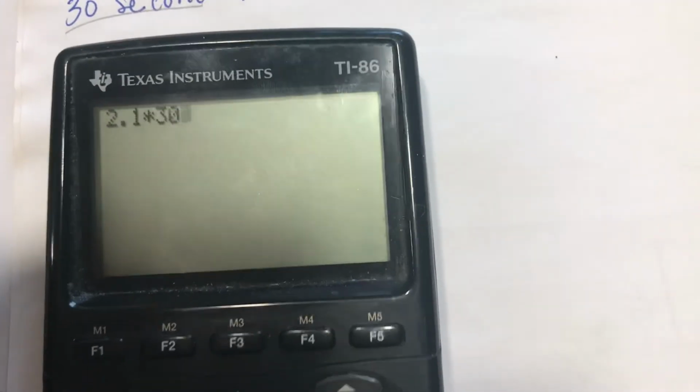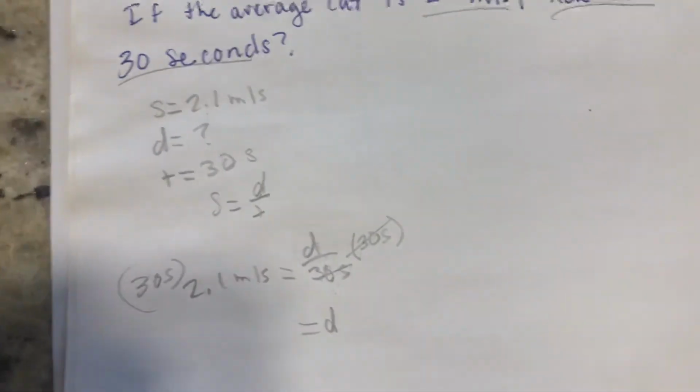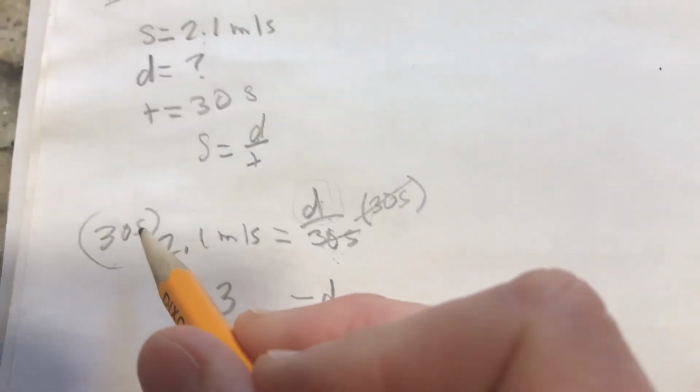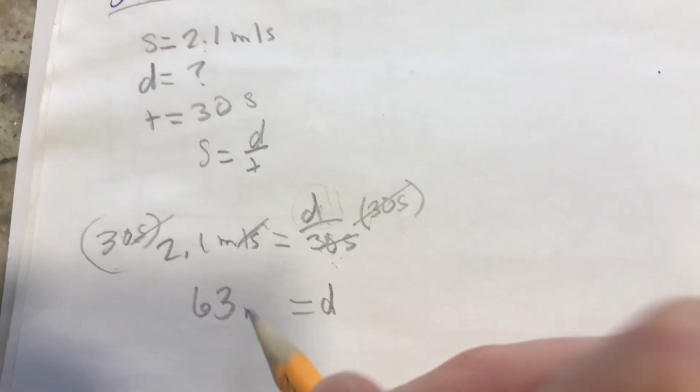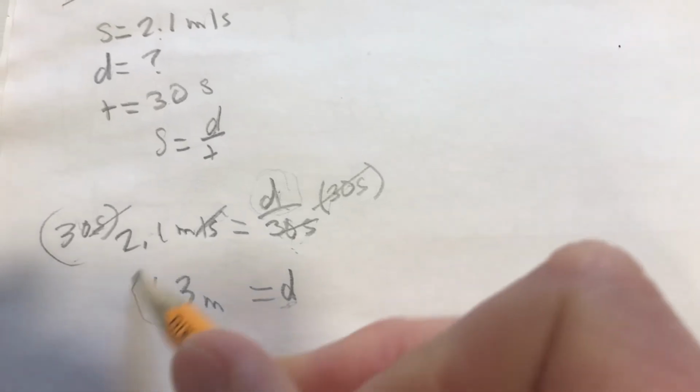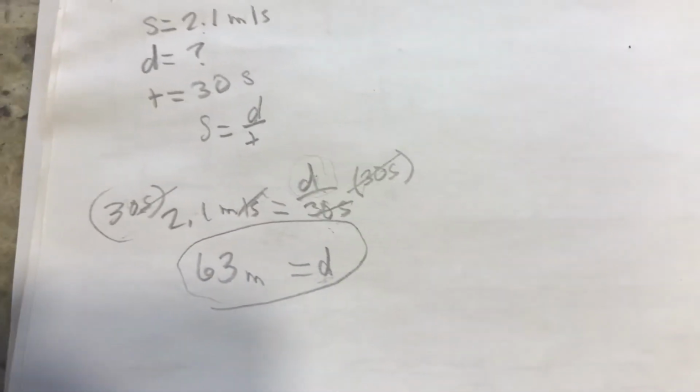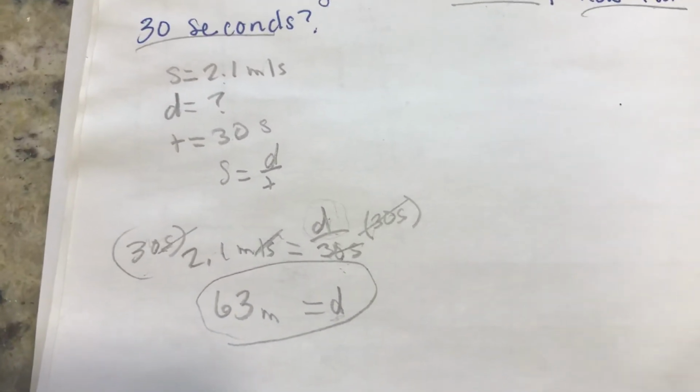2.1 times 30 will give us 63. And what unit do we use? Well, seconds is on the top up here, it's on the bottom down here, so they cancel each other out, so we're left with meters. That should agree because distance is measured in meters, and that is the answer for this problem.